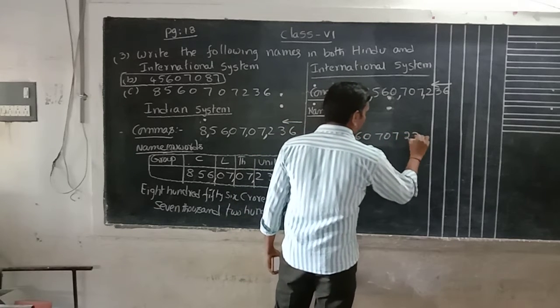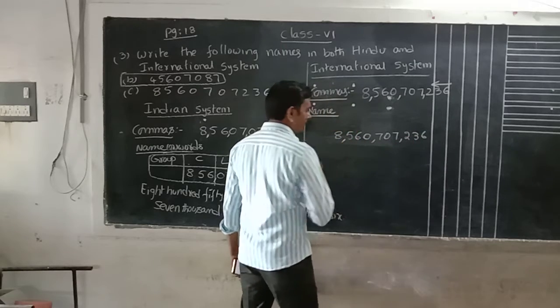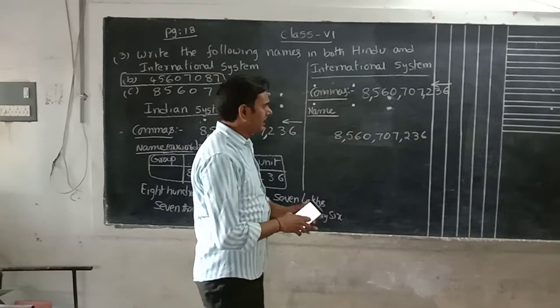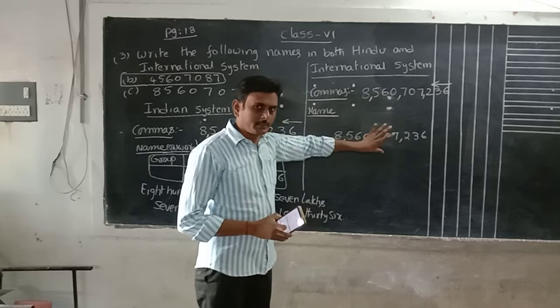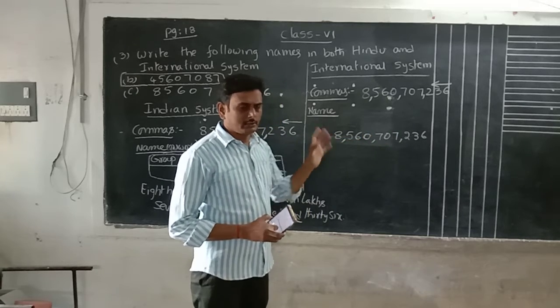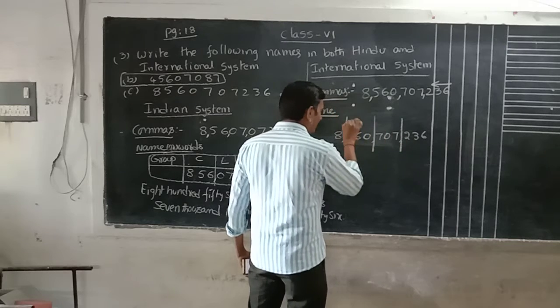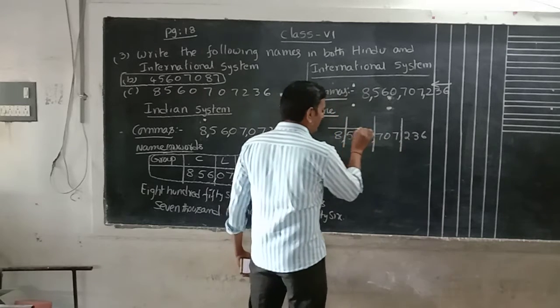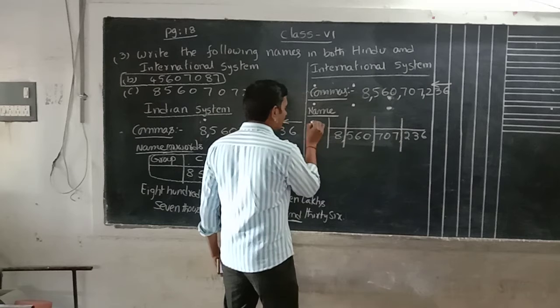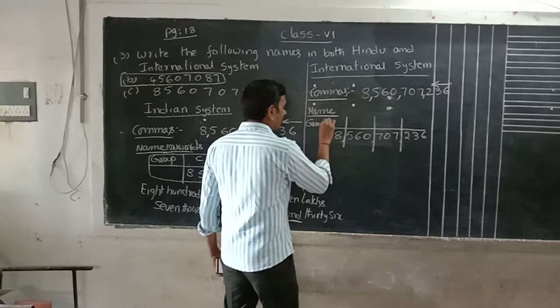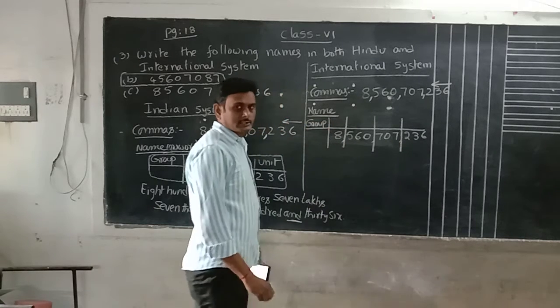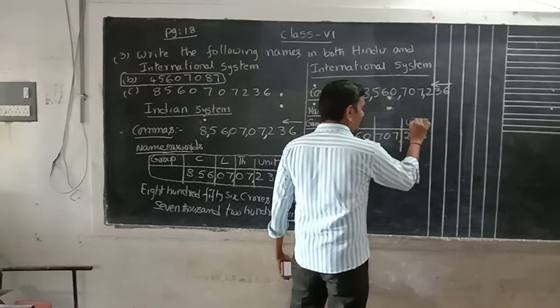8,560,707,236. Commas have to be placed. That only I copied; newly I did not write anything. Where you got a comma, there you have to draw a line. Now you have to write down the groups. What are the groups available in the international system? First one is the unit group.